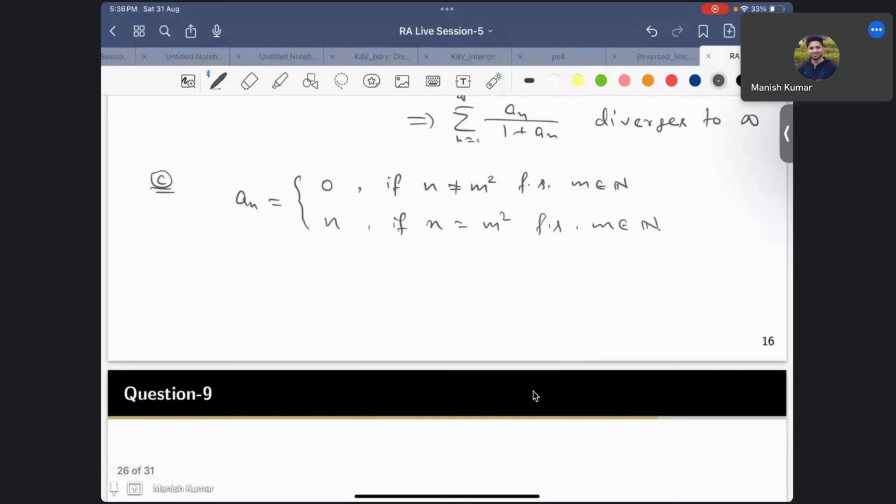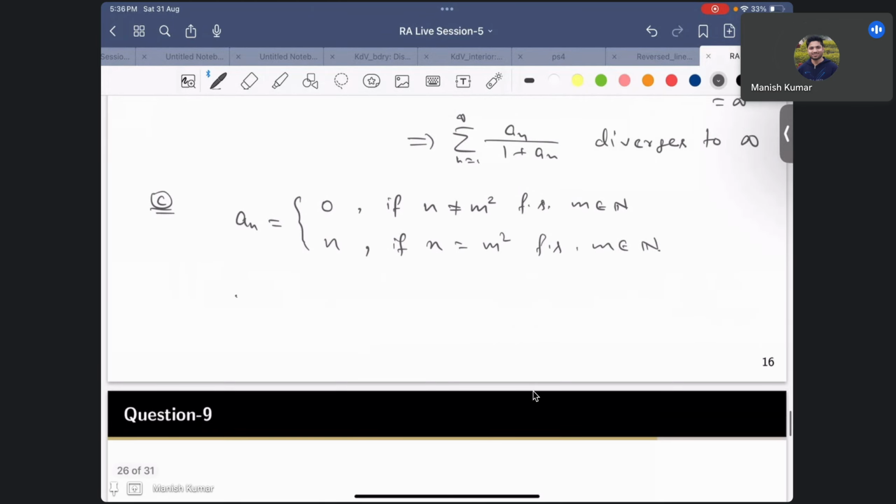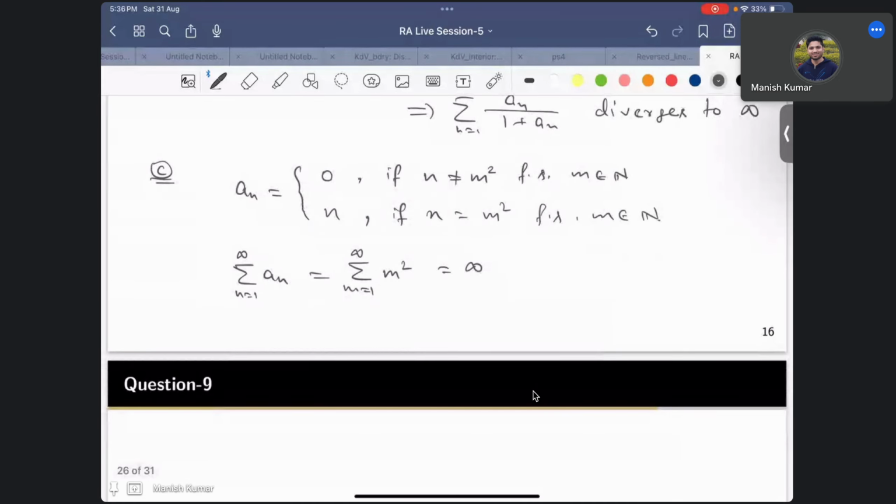Now if we define my sequence in this way, let's see what happens. It is clear that summation a_n, n equal to 1 to infinity, is nothing but 0 and then m square, m equal to 1 to infinity, which is infinity. When n is m square, a_n is simply m square. So this is how we get that it is divergent.